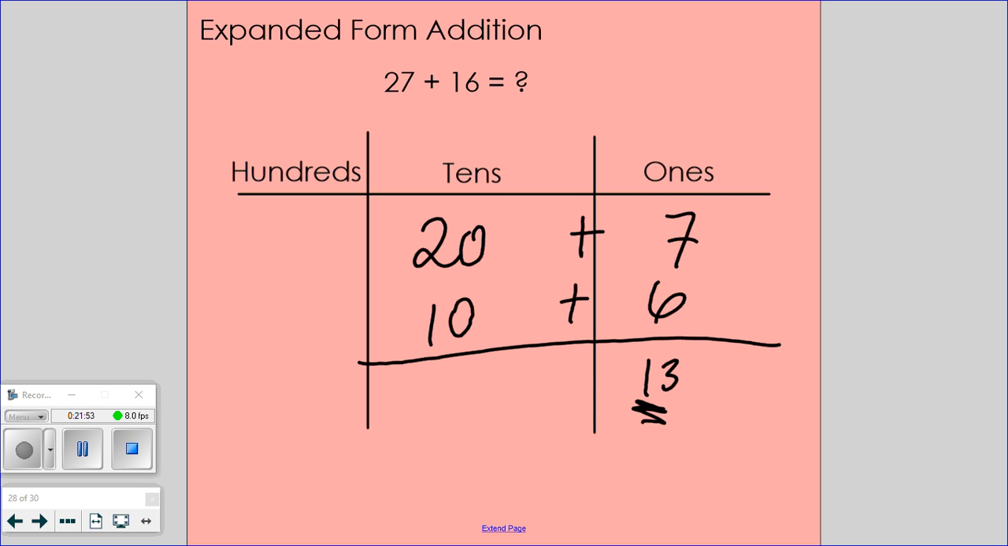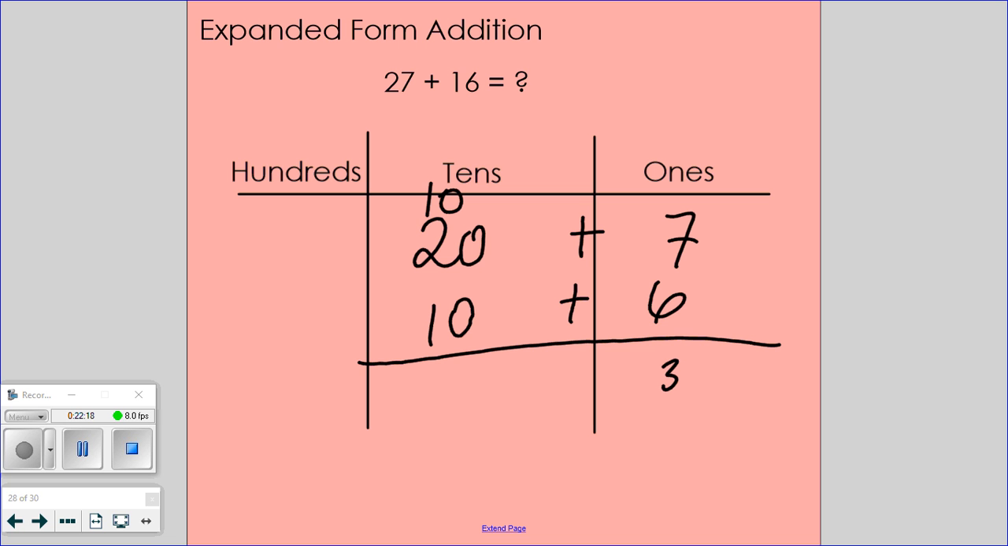William? I have to make a trade. I'm going to take my 10 and put it over in my tens column. I can't move all 13 because it's not 13 tens. I still have 3 left over.